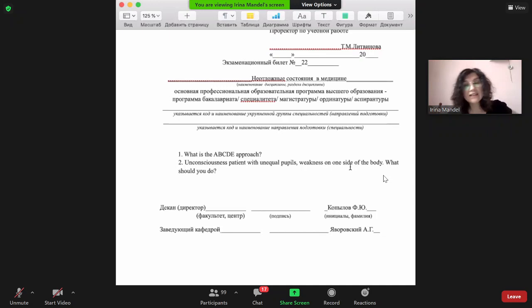So even the patient is unconscious or not, you should be sure that his airways are free and he can breathe. And there is some appropriate blood pressure, and maybe tachycardia, maybe hypertension. Here you can find the hypertension quite often.